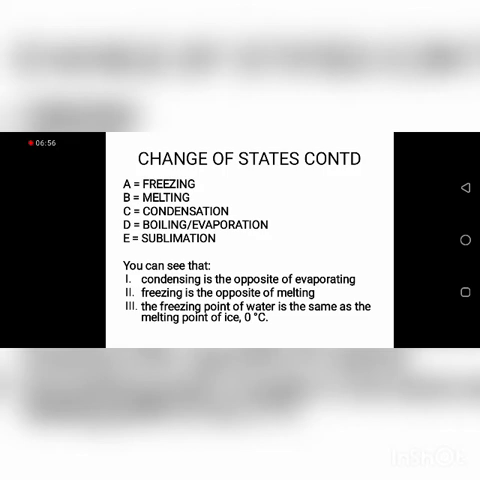So in conclusion here, you can see that condensing is the opposite of evaporating. Freezing is the opposite of melting. Okay, the freezing point of water is the same as the melting point of ice at 0 degrees Celsius.